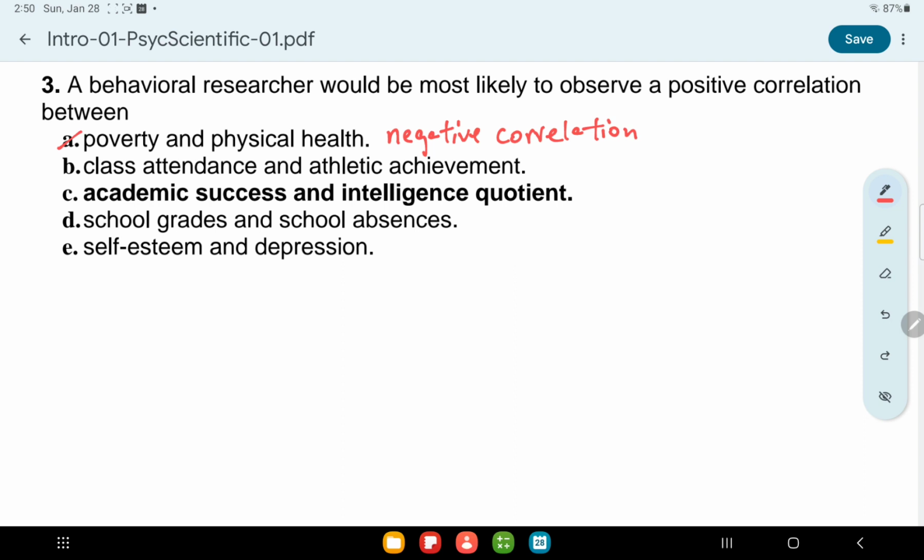What about option B? Option B, class attendance and athletic achievement. Maybe there is a positive correlation. One can argue, let's just say, if class attendance correlates with academic performance, for students who are high achieving, it's very possible that there is a positive correlation between class attendance and athletic achievement. But then again, we can also argue that for school students in K to 12, for example, to achieve high levels of athletic achievement, it also entails spending more time practicing their sport.